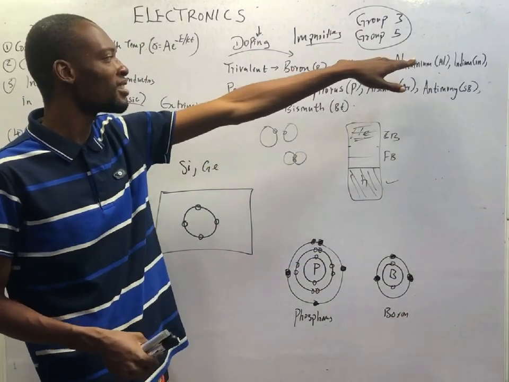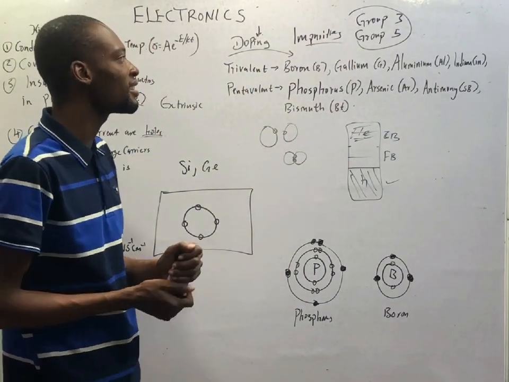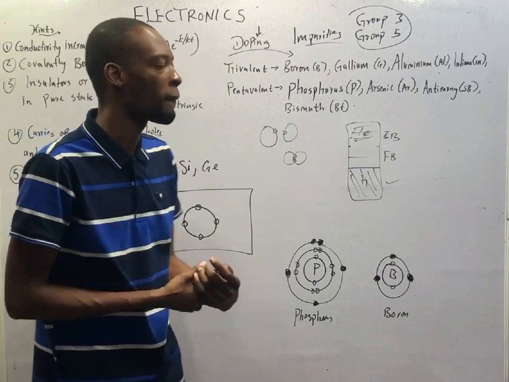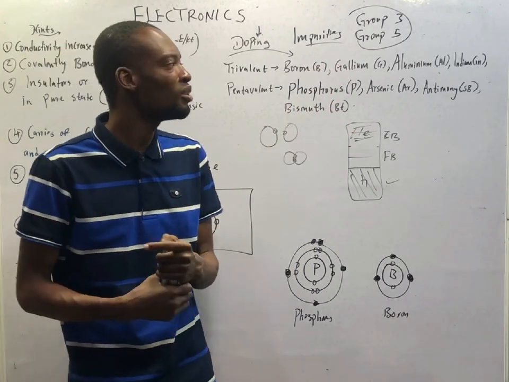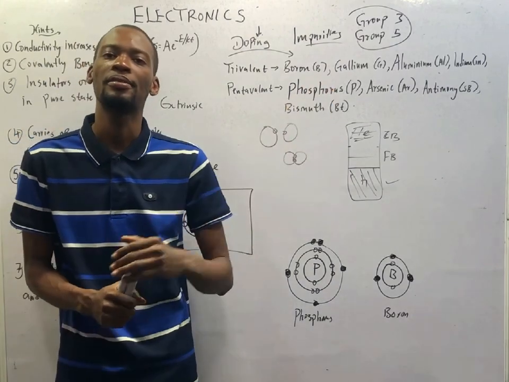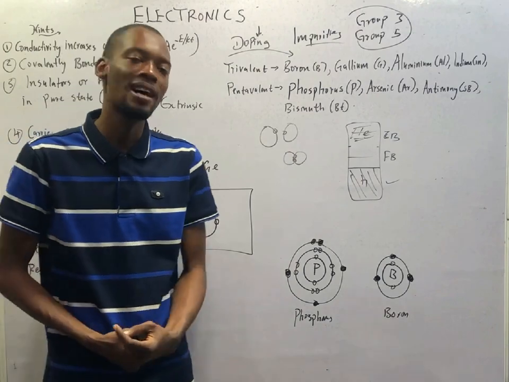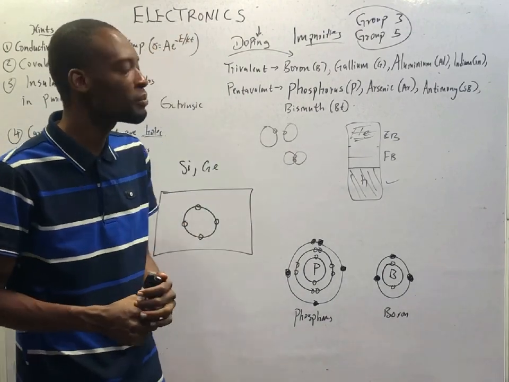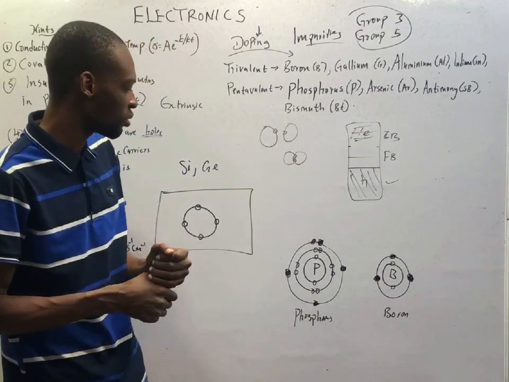Now, these elements can serve as impurities. Examples of trivalent elements are boron, symbol B, gallium, Ga, aluminium, Al, and indium, In. Then pentavalent elements: phosphorus, P, arsenic, As, antimony, Sb, and bismuth, Bi. These are the pentavalent impurities we add to semiconductors.